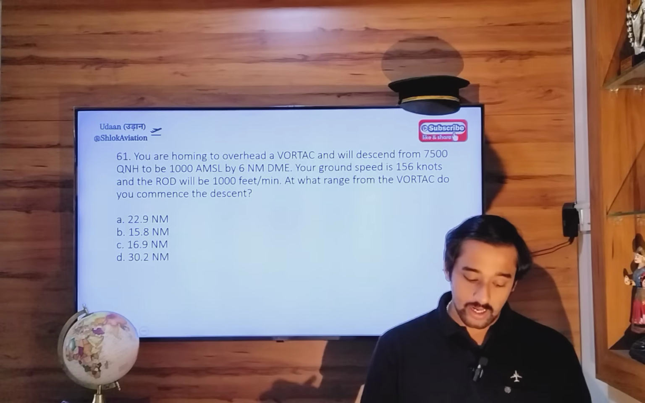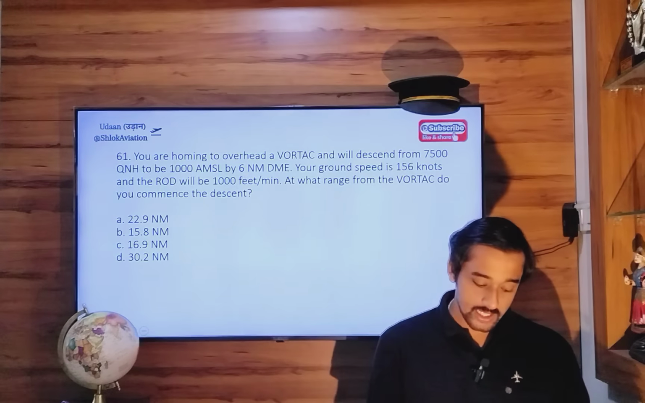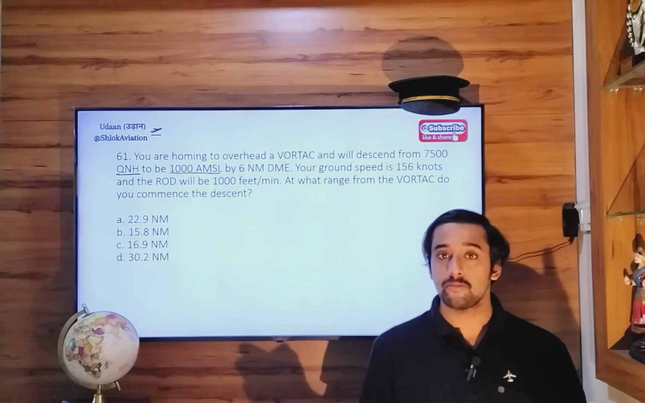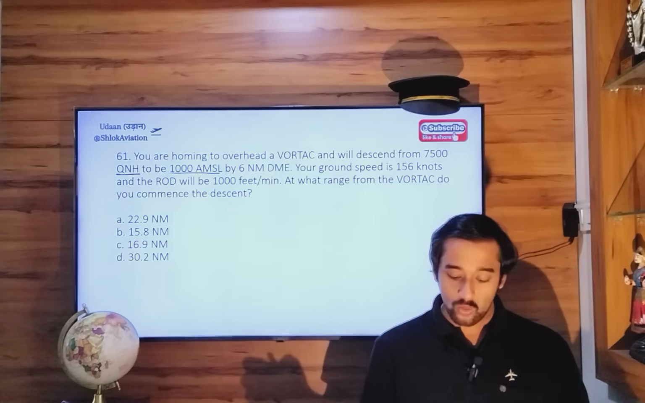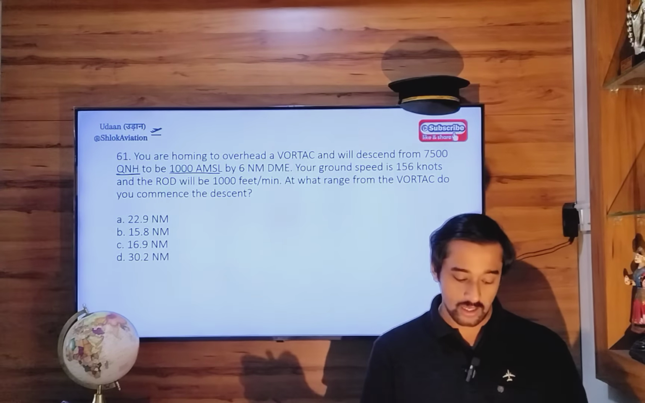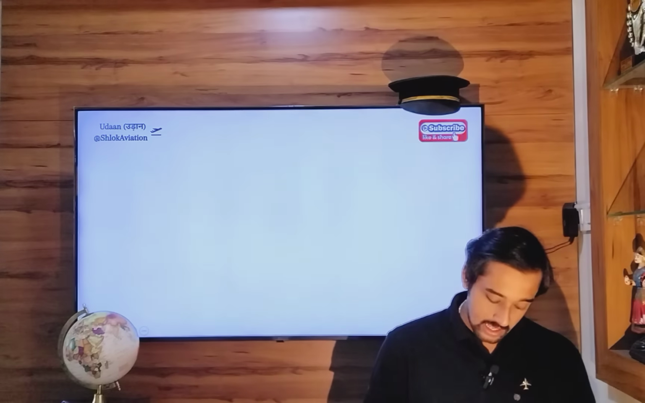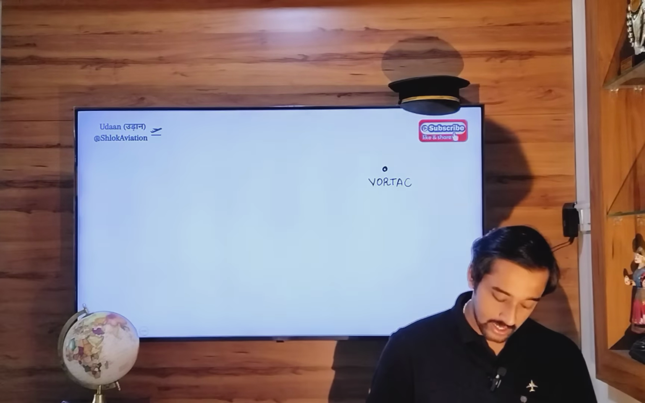You're homing to overhead a VOR station and will descend from 7,500 feet QNH, that is mean sea level, to 1,000 feet mean sea level by 6 nautical mile DME. Your ground speed is given, rate of descent is given. What range from the VOR station do you commence the descent? Very important question. So here is your VOR station. Here is your aircraft.